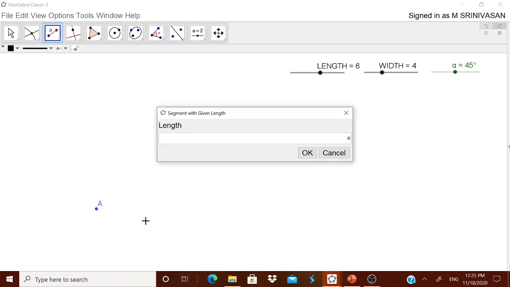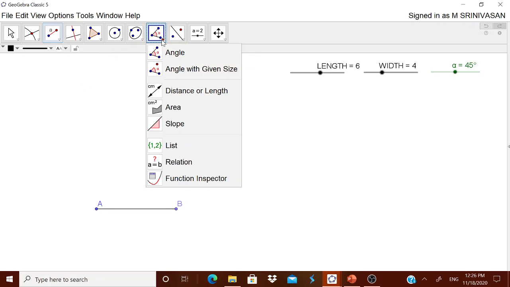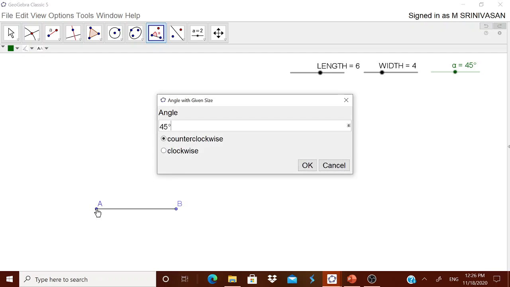Touch it, and it will ask what length you want. I will write length. Now I have got the length. Now I want just one angle for it. For that I will go to the angle with given size, B, A.